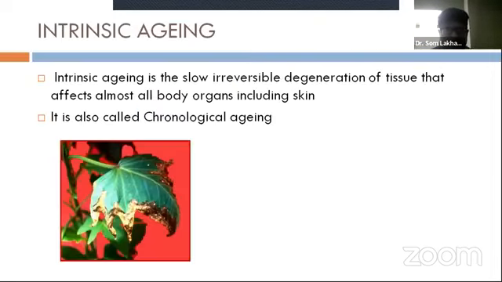First is intrinsic aging. Intrinsic aging is the slow, irreversible degeneration of tissues that affects almost all organs of the body. It is also known as chronological aging.